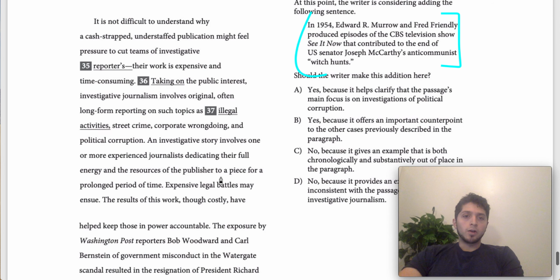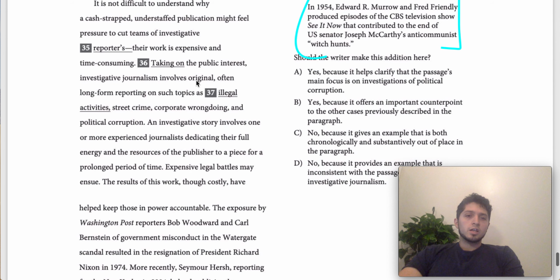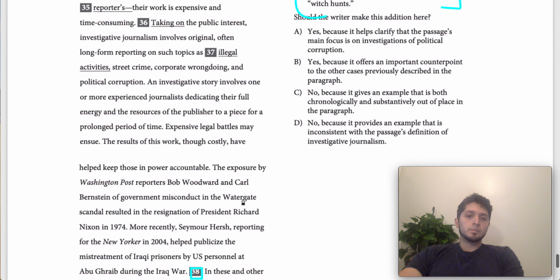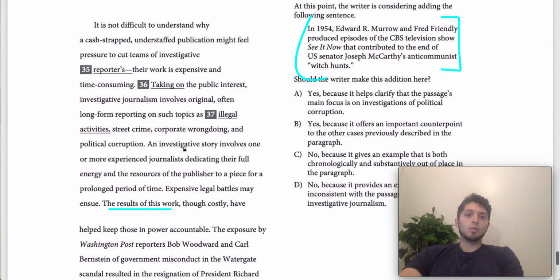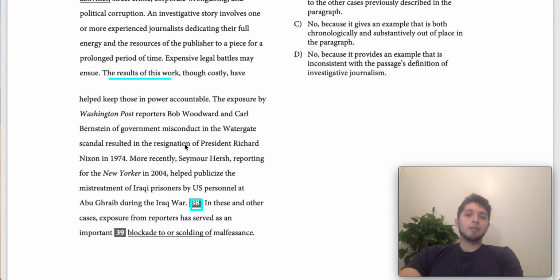And this whole paragraph is talking specifically about investigative journalism, right? And this paragraph is specifically talking about the results of this work, right? They're saying investigative journalism is a lot of work. It takes effort, but basically it's worth it, and here's why, right? They give us 3 examples so far. The exposure, by Washington Post reporters, of the Watergate scandal.